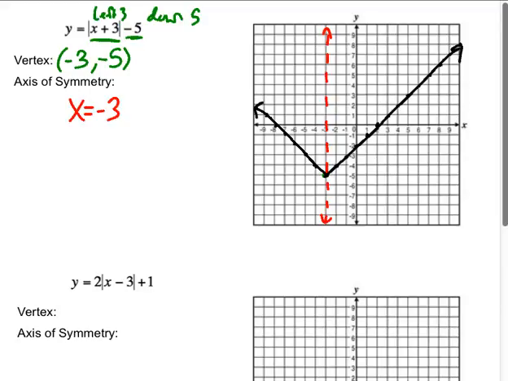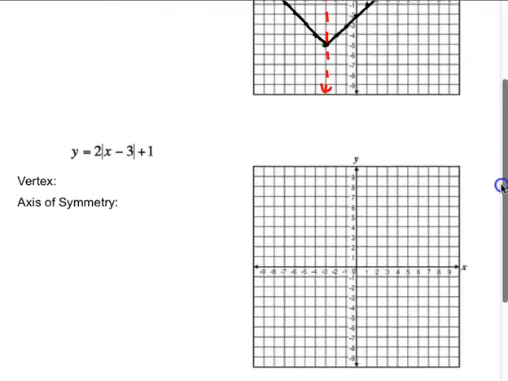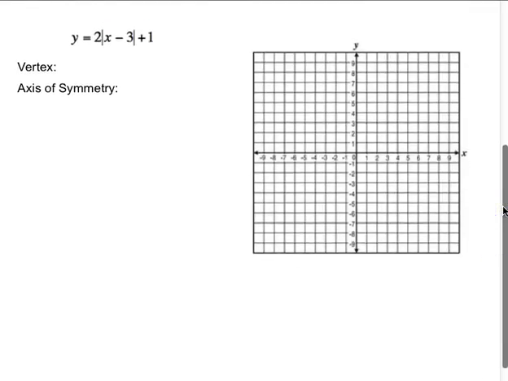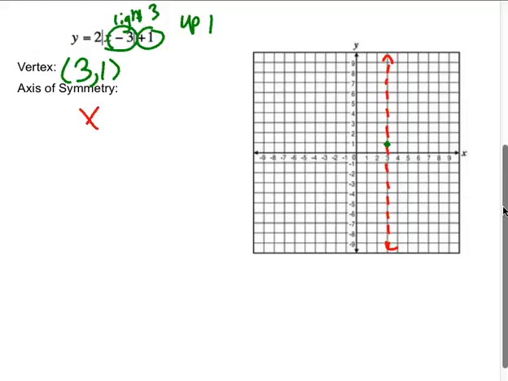All right, let's take another look and see what we can figure out. So this one, again, I need to know where the vertex is. The vertex followed these transformations. So here, right 3, up 1. So moving right 3 and up 1 will put my vertex right there. My axis of symmetry followed that same transformation. It also moved to the right 3.